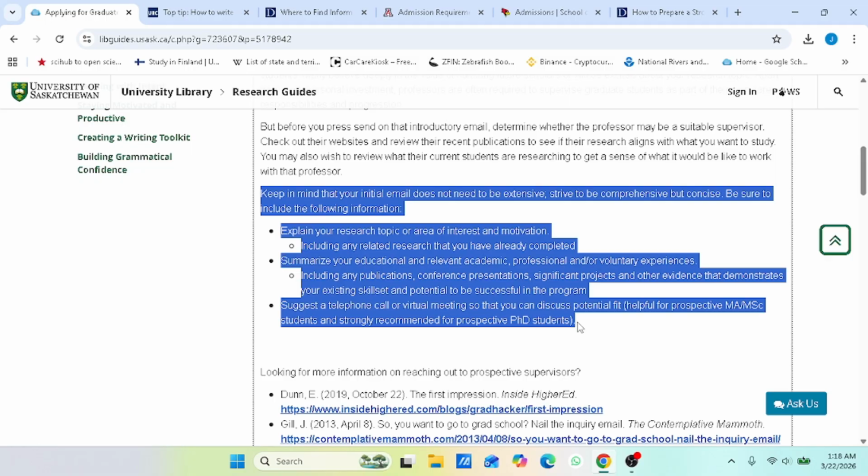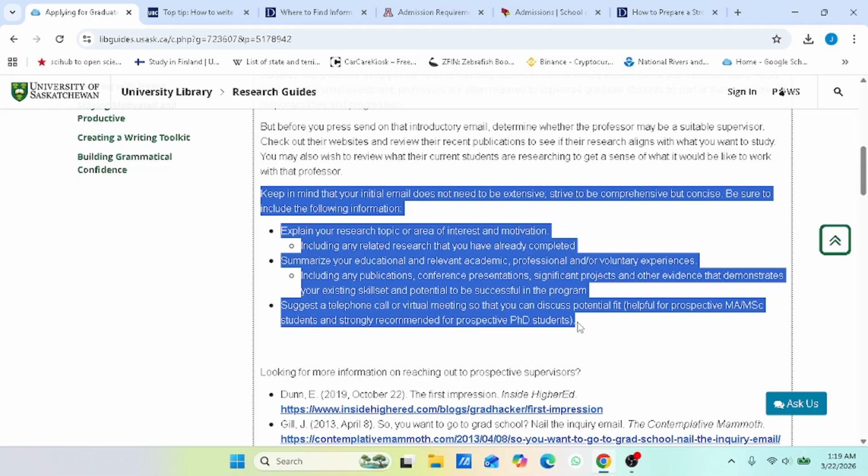Strive to be comprehensive but concise. Be sure to include the following information. 1. Explain your research topic or area of interest. 2. Summarize your educational and relevant academic, professional, and voluntary experiences. 3. Suggest a telephone call or a virtual meeting, that is Zoom or a Google meeting, something like that.